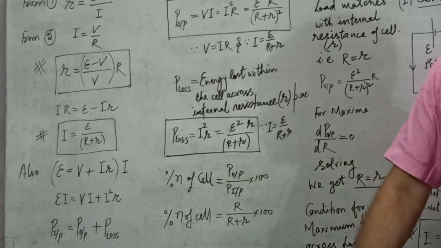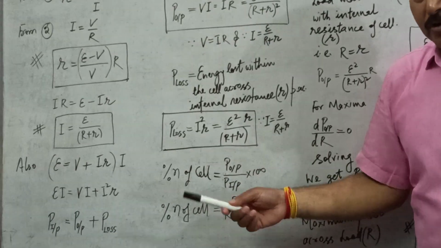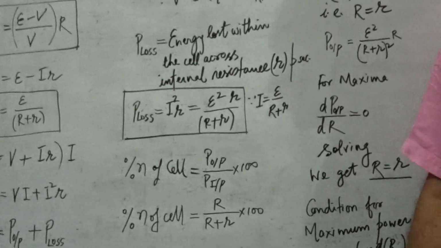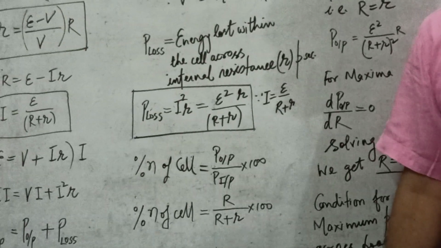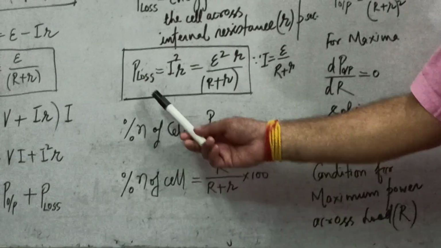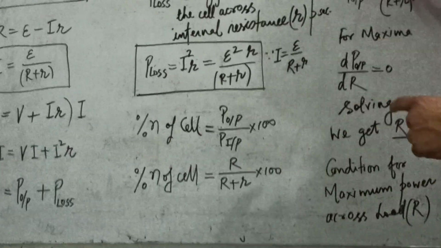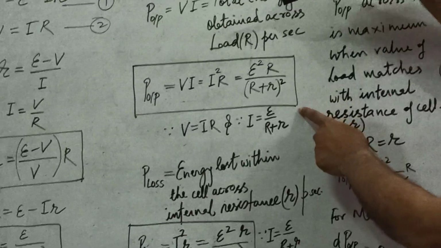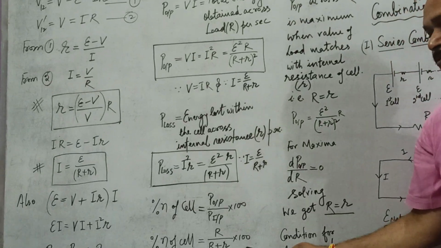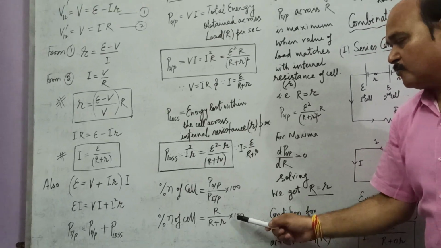Now, percentage efficiency. You are already familiar with the formula of efficiency. In case of machines, you have studied efficiency is power output upon power input, and if it is percentage efficiency, you multiply it with 100. So this is percentage efficiency of the cell, which is power output upon power input into 100. This is power output, this is power input. We divide this expression from this, we get what? R upon R plus r into 100. So percentage efficiency of the cell is R upon R plus small r into 100.